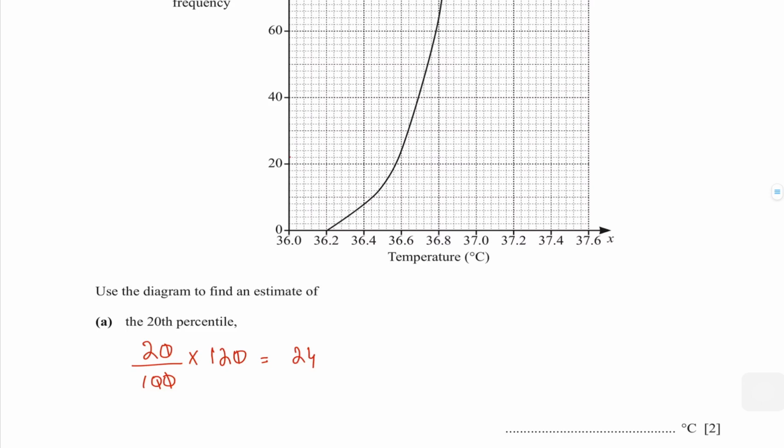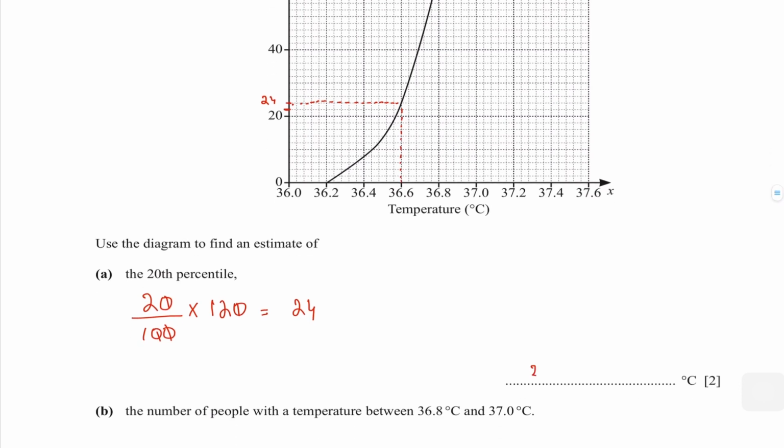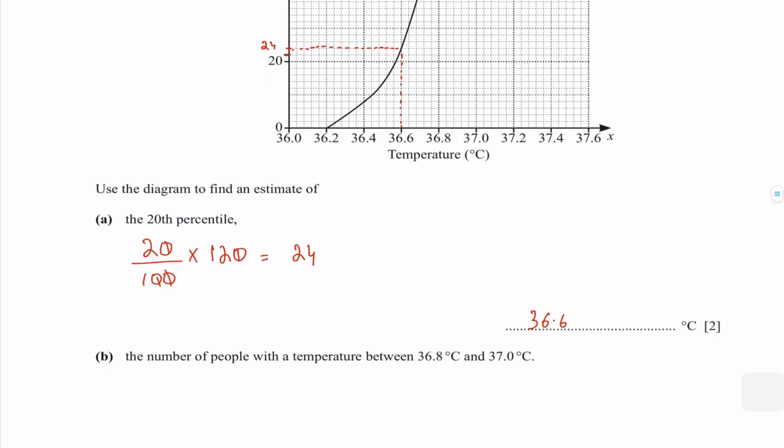So let's see, here's 20. One block above will be 22 and another block above will be 24. So let's find out the corresponding value of 24 and see what we get. So we get 36.6. So our final answer is 36.6 degrees Celsius.